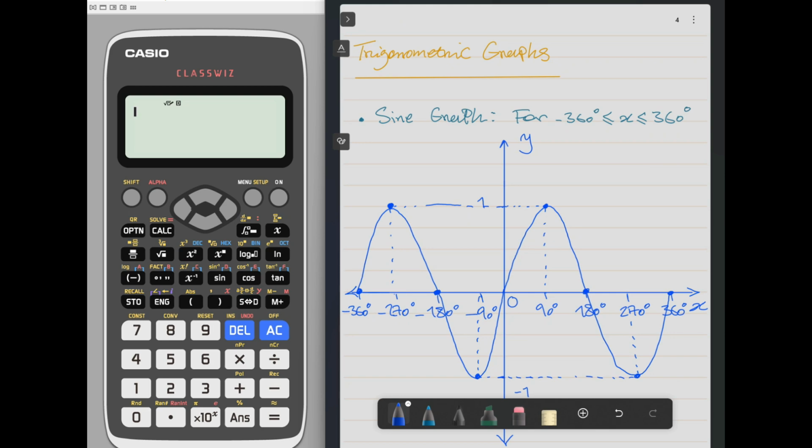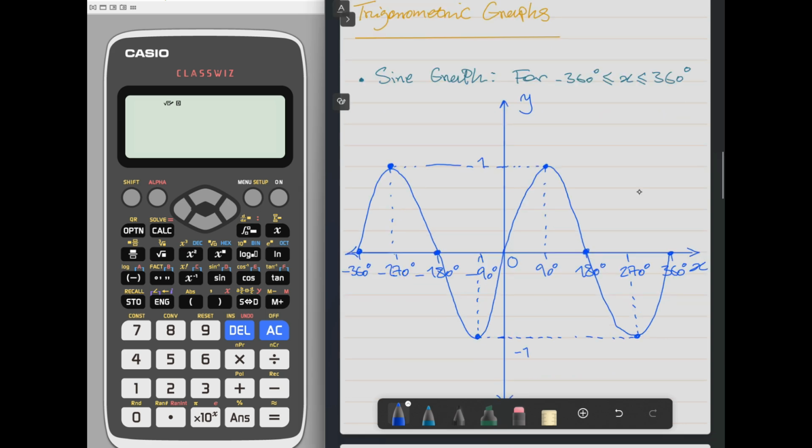Hello everyone, this is Mathematics and we are here with the second part of chapter 6, which is trigonometry graphs. So without further ado, let's just get into the content.